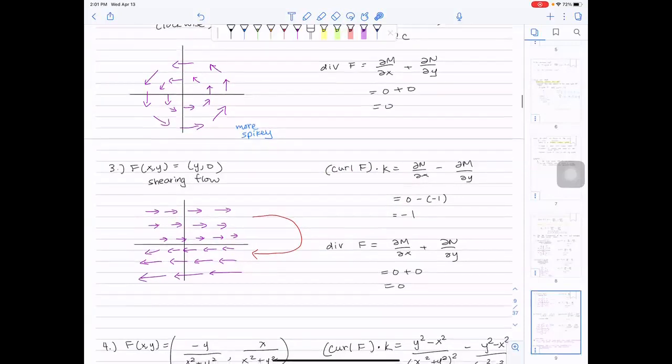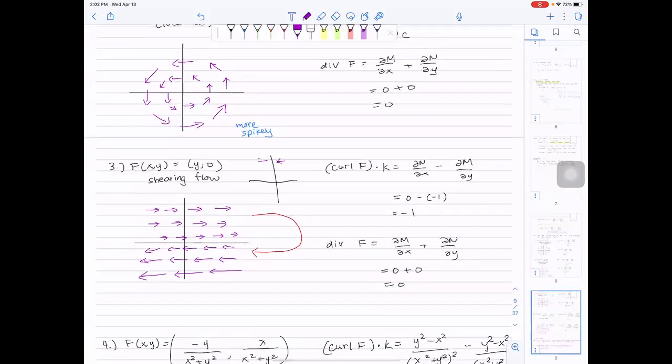So if our vectors were going this way at the top and then to the right at the bottom, then this would have a positive curl. But right now our vectors are going clockwise, so we have a negative curl. And there's no expanding or contracting, so divergence is 0.